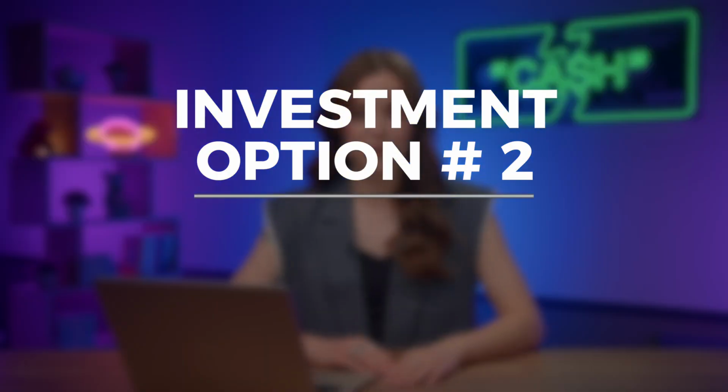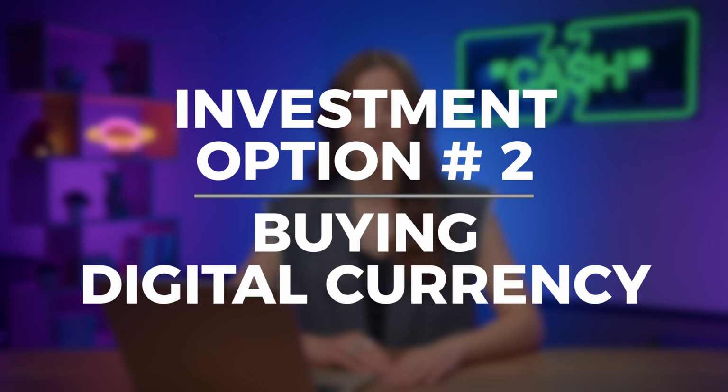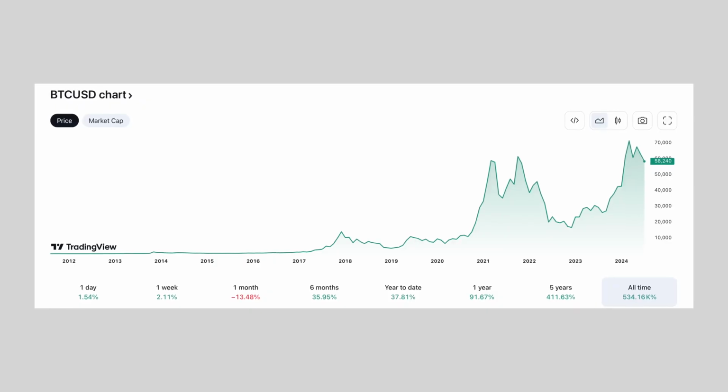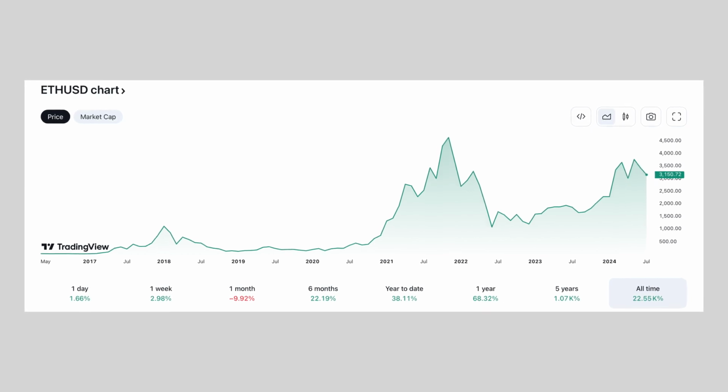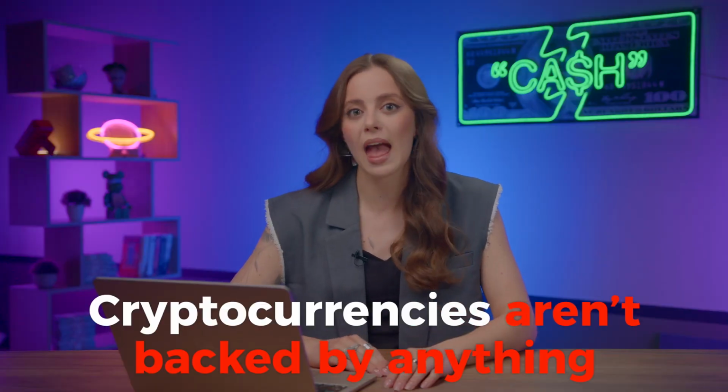Investment option number 2, buying digital currency. Yes, it's true. If you look at the charts of different digital currencies, you will see they've shown some crazy growth historically. But predicting if this will happen again is really tough. Plus, they aren't backed by anything, unlike government currencies that we use to buy groceries. When I work with assets backed by something real, I can be confident that any drop is temporary, and I can predict their movement with technical analysis.